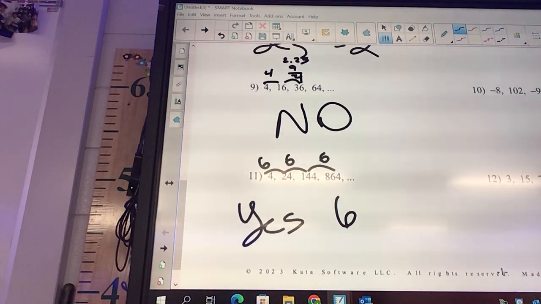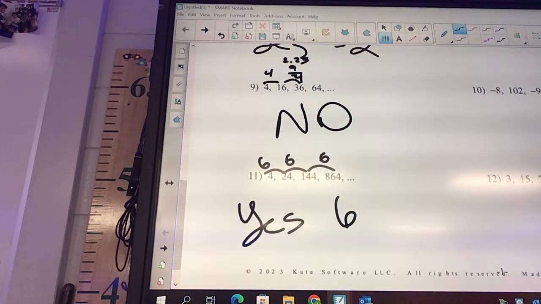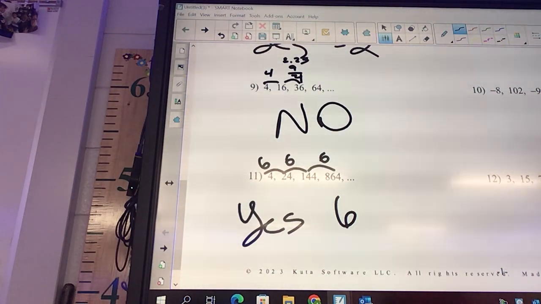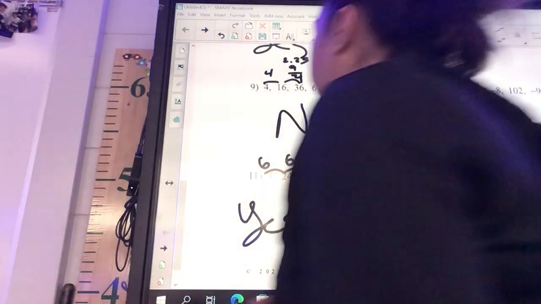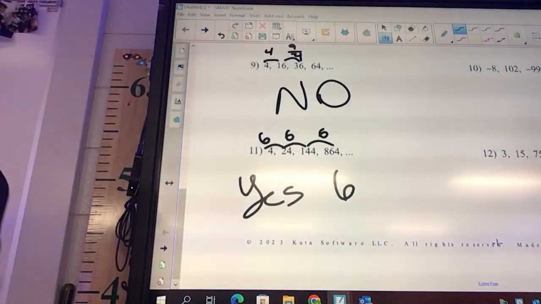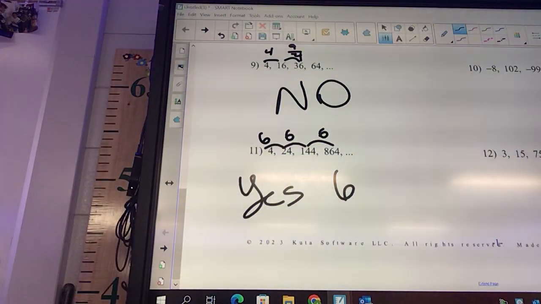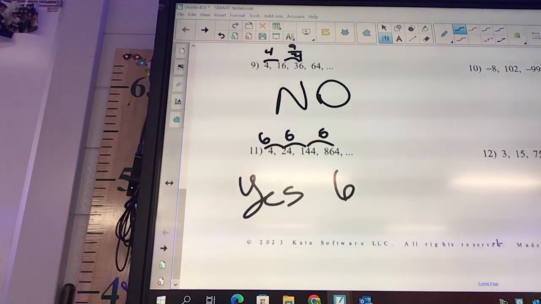Okay, the back is different than the front. Hopefully you're not working on the back, because it's different. So if you are, erase everything that you did, because it's not right. What you get for not reading the instructions. Okay. So on the back, what does it say to do? Find the next 3 terms in the sequence.